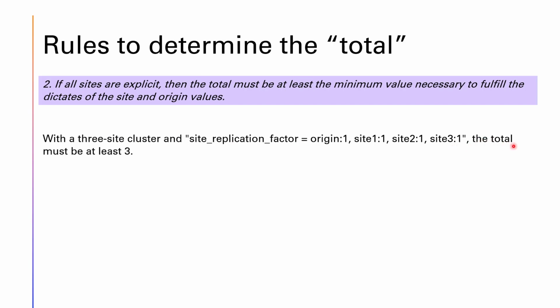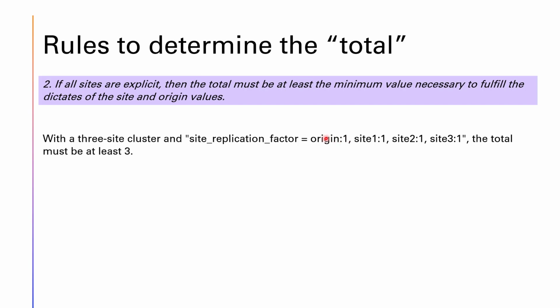Now we are saying the total has to be at least 3. Why? According to the rule we have given, this is a 3-site cluster, and I have also explicitly maintained site 1, site 2 and site 3 over here with their corresponding values, as well as the origin value, because origin is mandatory, right? I have to give that one.